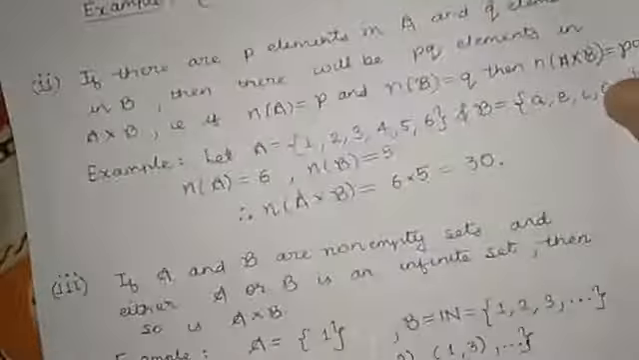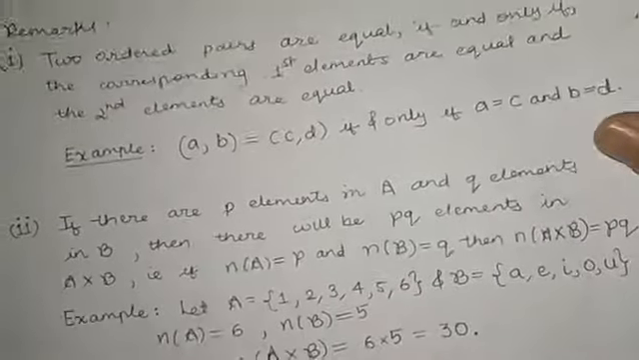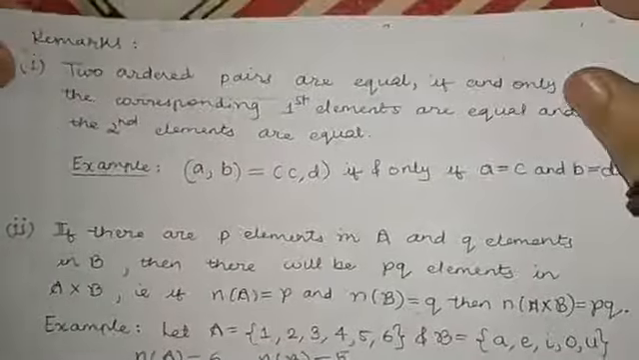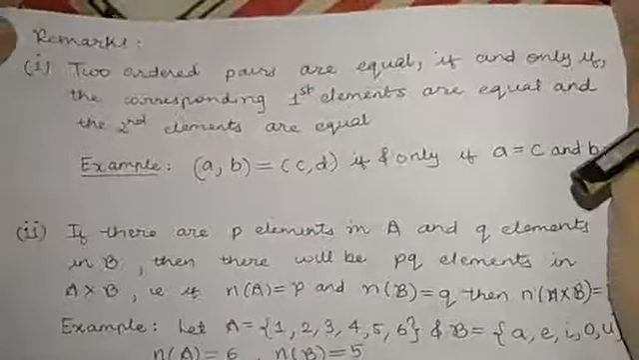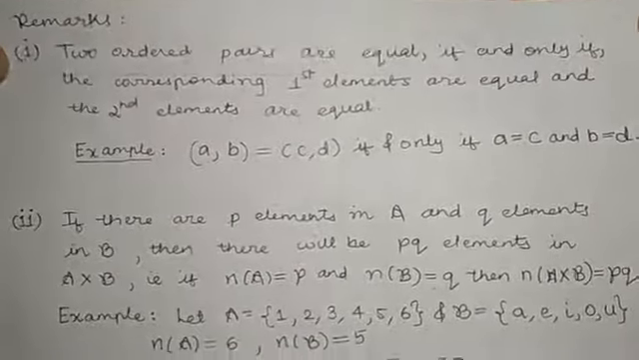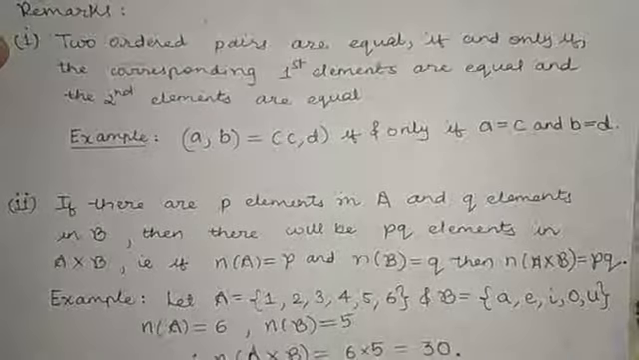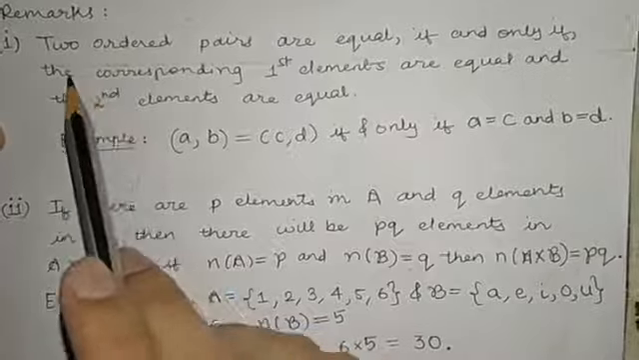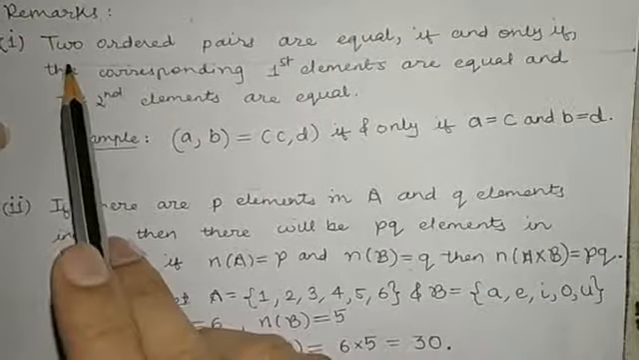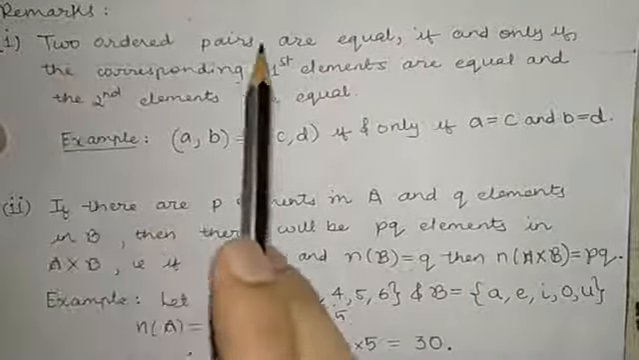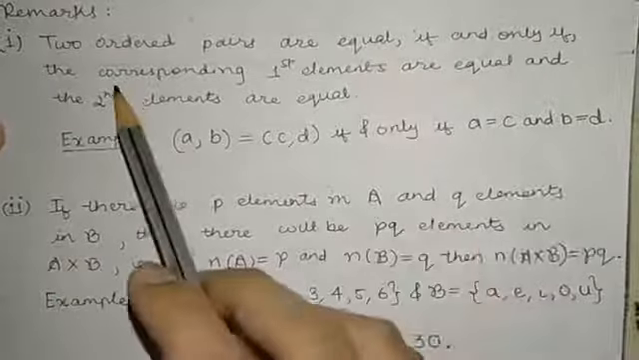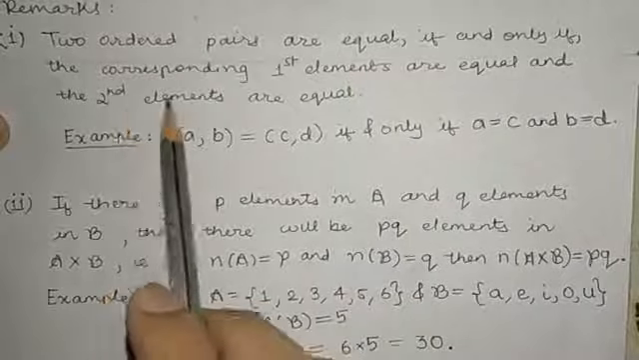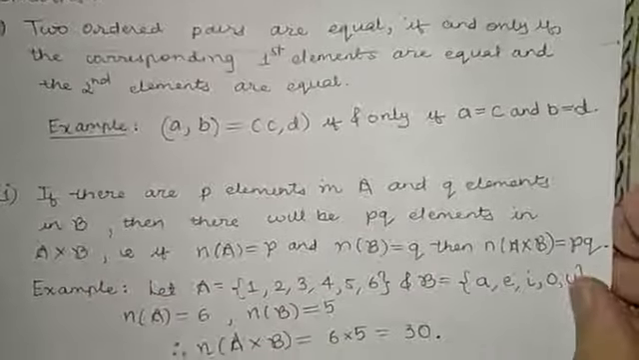Now once you know what is a cross product of 2 sets, let us look at some remarks, which are very, very important. Remarks you have to remember. These are important to solve problems from the exercises. So the first remark is: 2 ordered pairs are equal if and only if the corresponding first elements are equal and the second elements are equal.